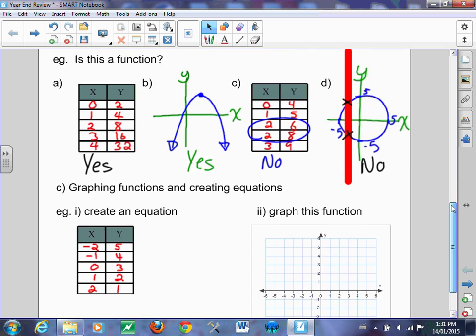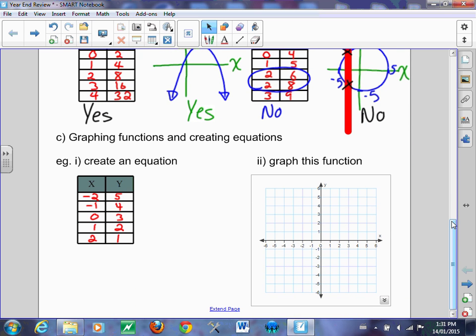That's fine. Part C, graphing functions and creating equations. Number 1, I create an equation. First of all, we have to decide if this is linear or non-linear before we decide to create an equation. So we're going to do the first differences first. Remember, on the right side, that's delta y. On the left side, that's delta x.